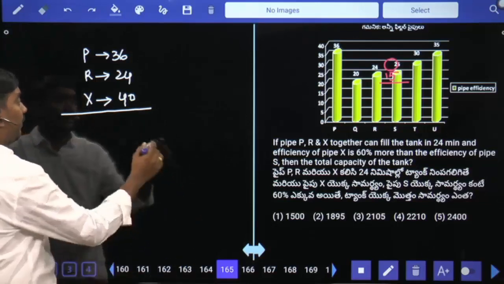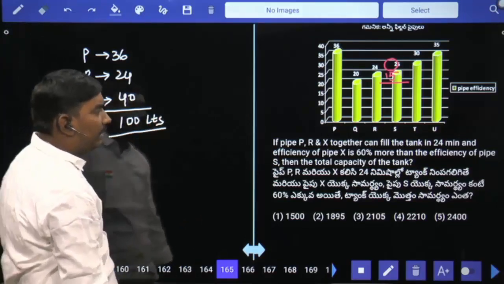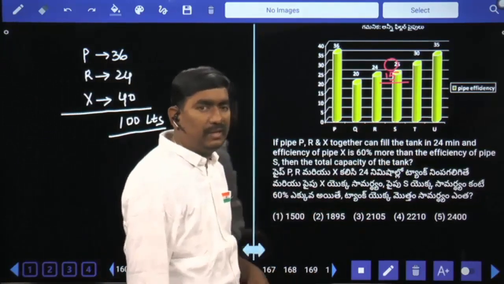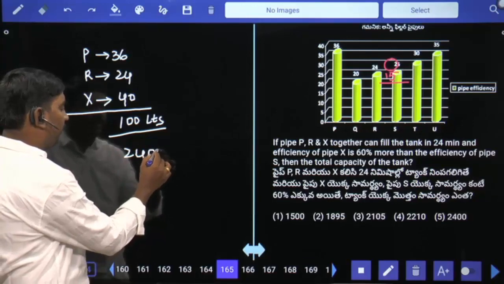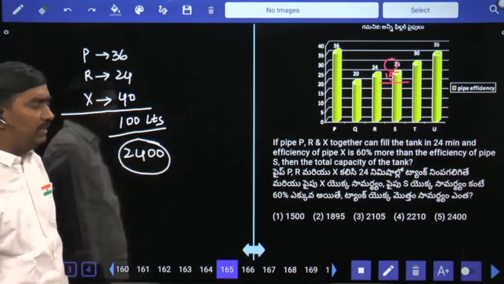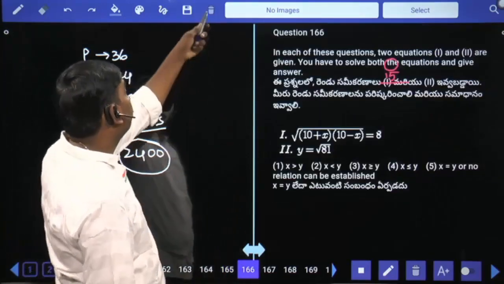All three pipes together can fill 100 liters in 1 minute. The time required is 24 minutes to fill the tank. In 1 minute 100 liters, in 24 minutes means 2400 liters is the capacity of the tank. Fifth option is your answer.